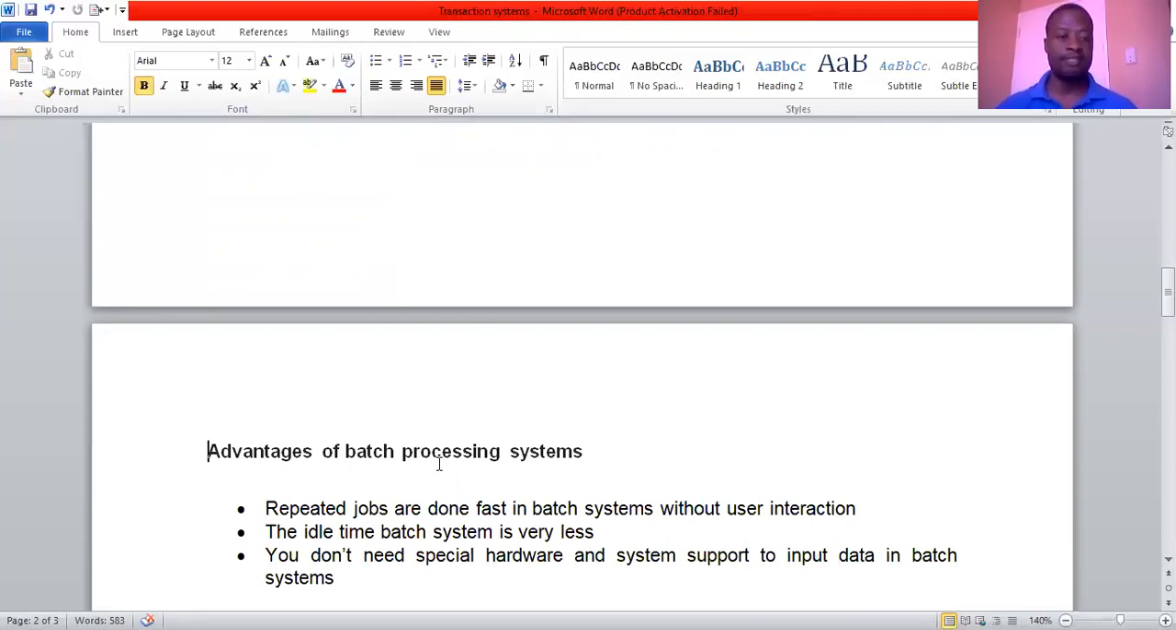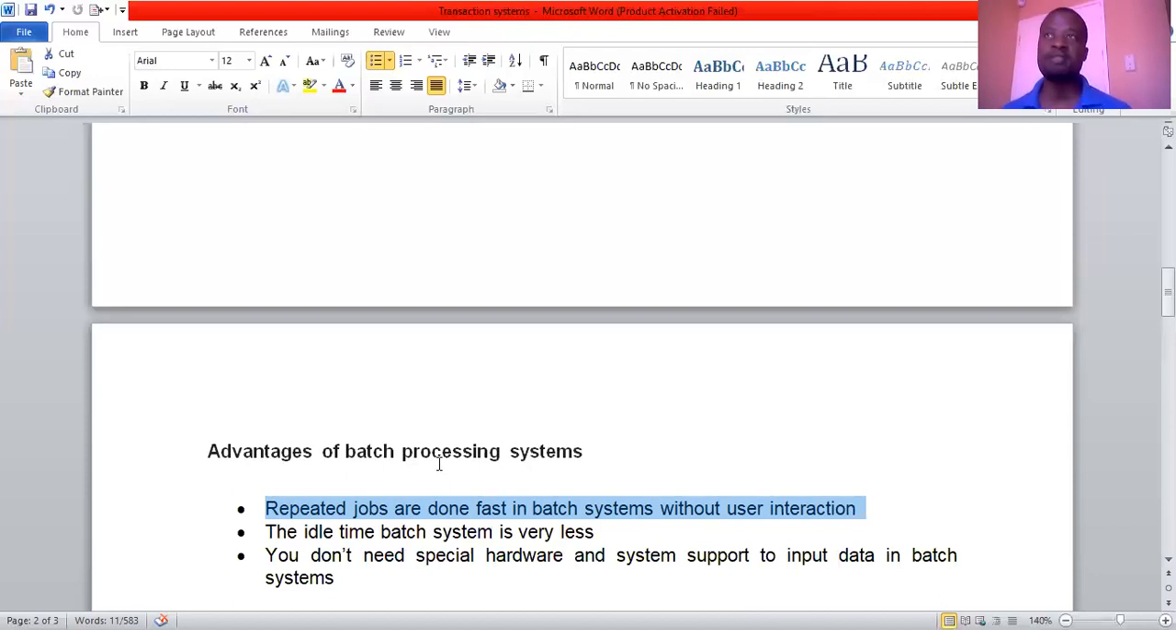Okay, and then let's look at the advantages of this system. What are the good things about the batch processing system? The first one here is repeated jobs. Repeated jobs are done fast in batch systems without user interaction. Remember we said data is collected and put into the system. So no user interaction or intervention is needed. Everything is done automatically.